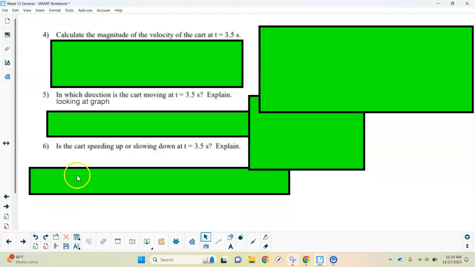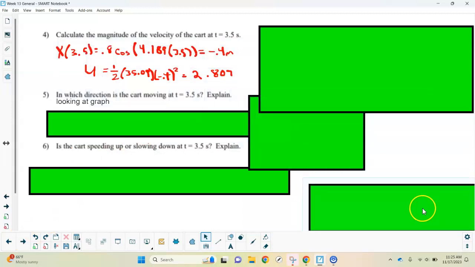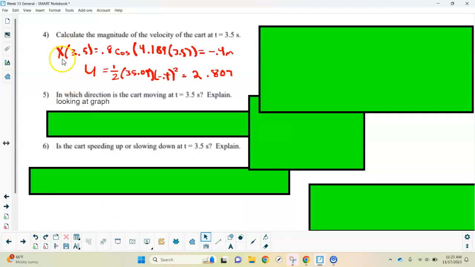Then it asks us to calculate the magnitude of the velocity of the cart. To get that, you're going to have to actually know the position, because at 3.5 seconds, if you look back at your graph, it is not one of these extreme points, so it's not all potential and it's not all kinetic. So you're going to have to know both of those features. I plugged 3.5 into the equation and got a value of negative 0.4. Make sure you use radian mode here, because if you're in degree mode, it's not going to give you negative 0.4.